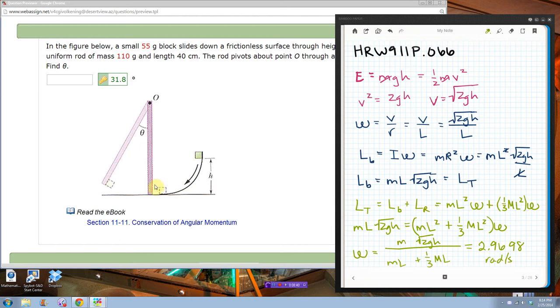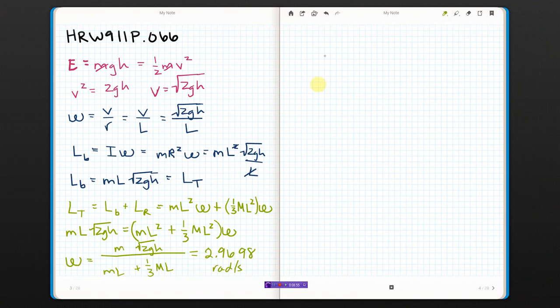If I can find the kinetic energy of the system right when it starts to rotate, then when it comes up here and has stopped rotating, that means all the kinetic energy turned into potential energy, and I should be able to find the angle at which that happened. Okay, so rotational kinetic energy is one half I omega squared.